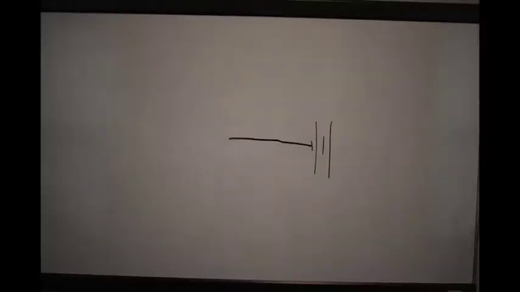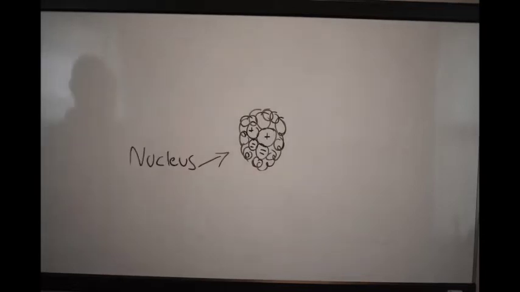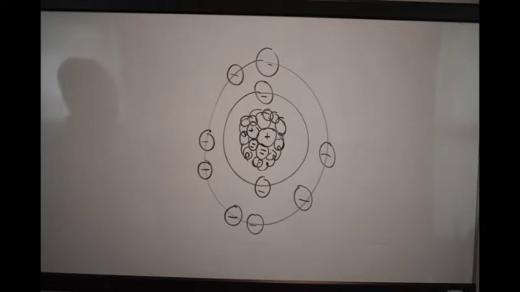This is a circuit. This circuit is conducting electricity. But how does conductivity work? So let's take a closer look at the atoms that make up our wire. So this is a nucleus, and surrounding the nucleus, as we've previously discussed, are shells of electrons.